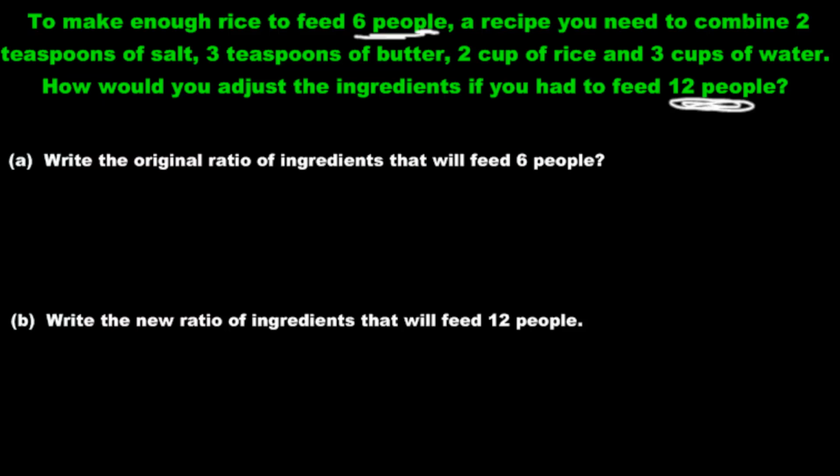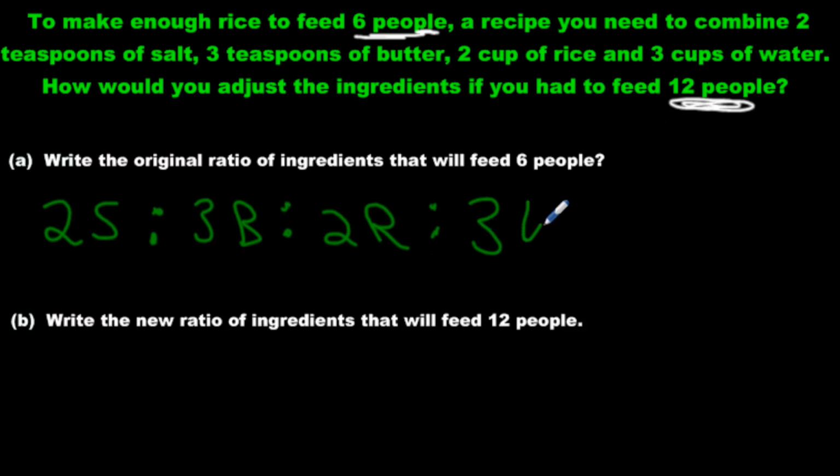Here's step 1. You write the original ratio. The original one says 2 salts, 2 S, 3 butter, so write 3B, 2 rice, and 3 cups of water. 3 water. And that's for 6 people. So I'll write that on the side so I remember.